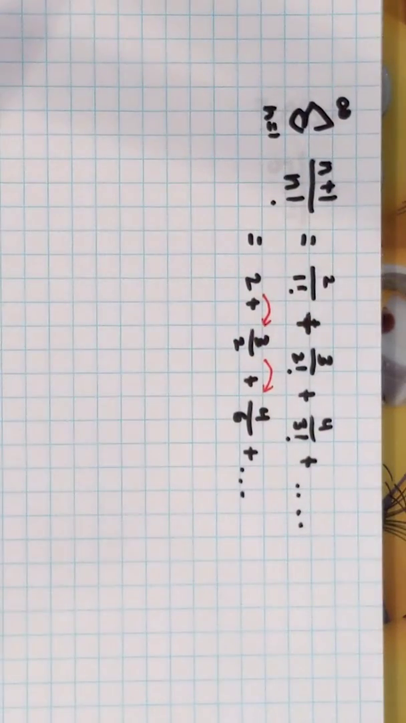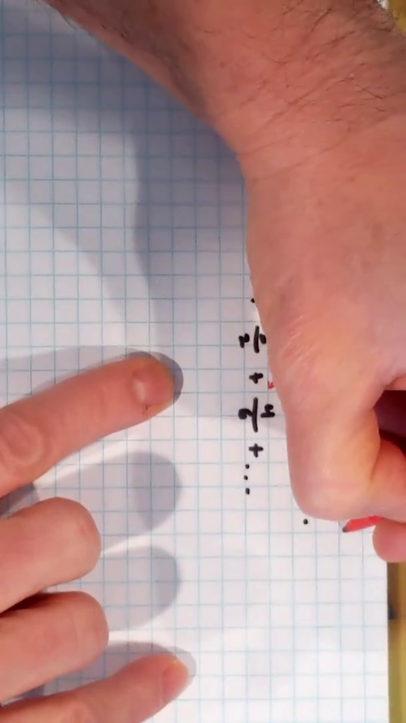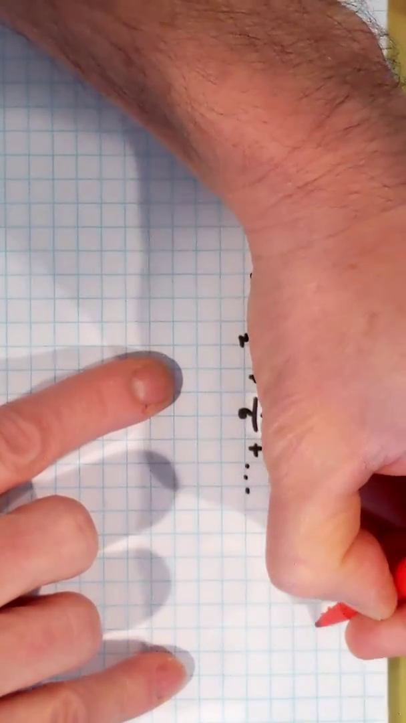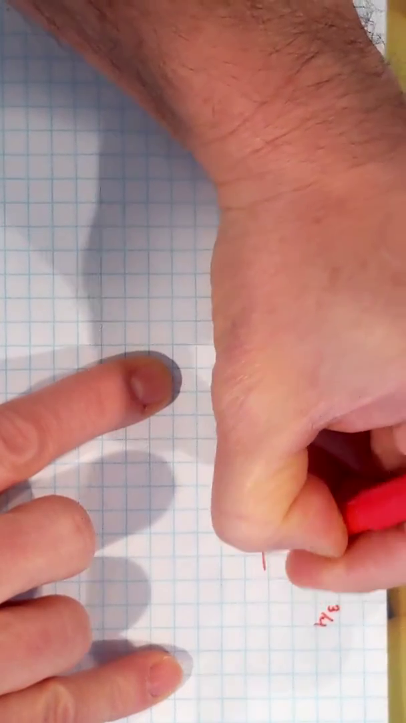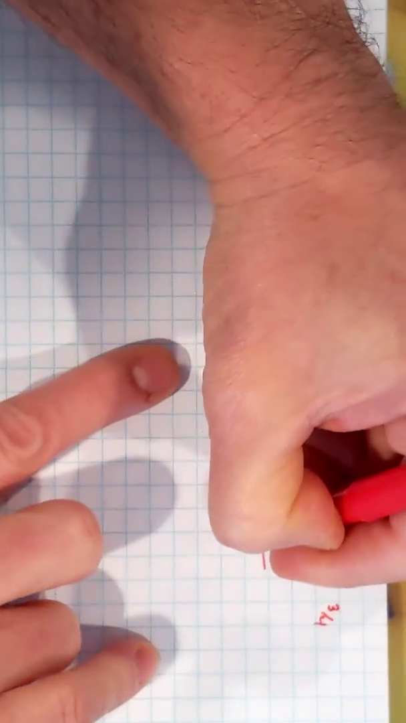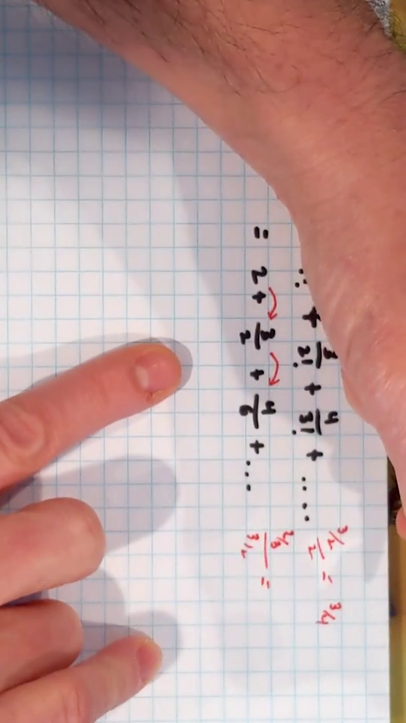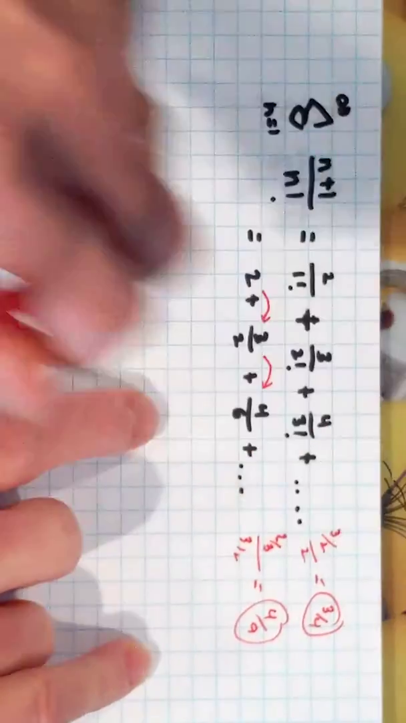If it's geometric, there has to be a constant ratio between each term. So if I take 3 over 2 and divide by 2, I get 3/4. If I take 4/6 or 2/3 and divide by the term in front of it, 3/2, I get, flip it over, 4/9. These are not the same, so it's not geometric.